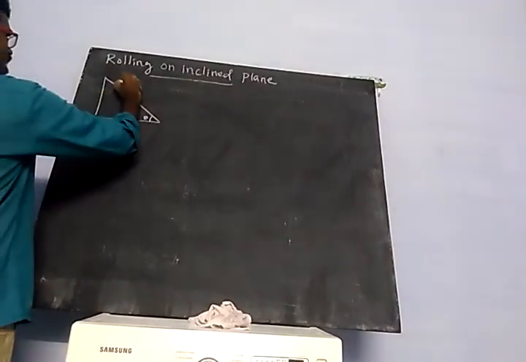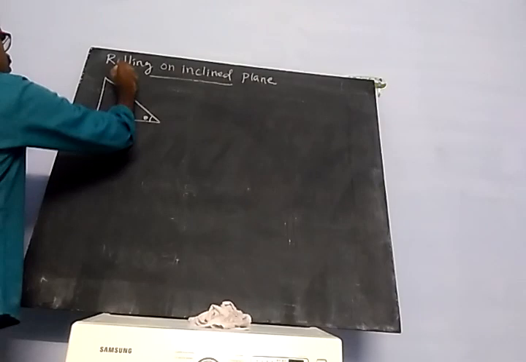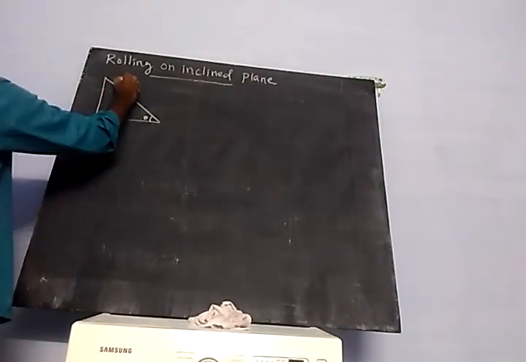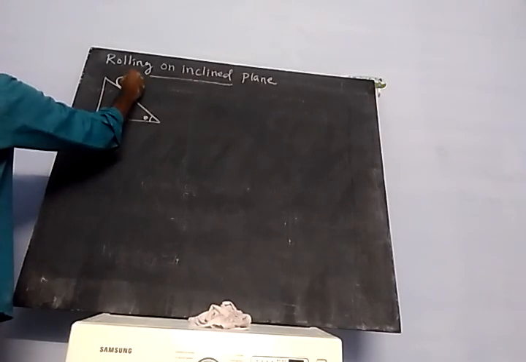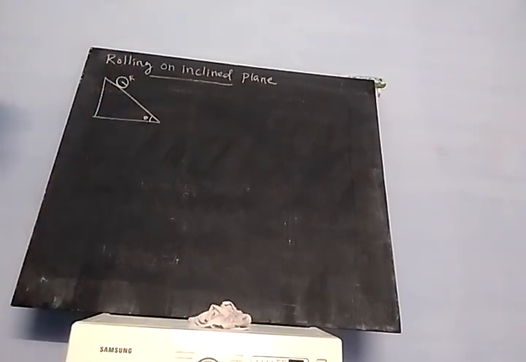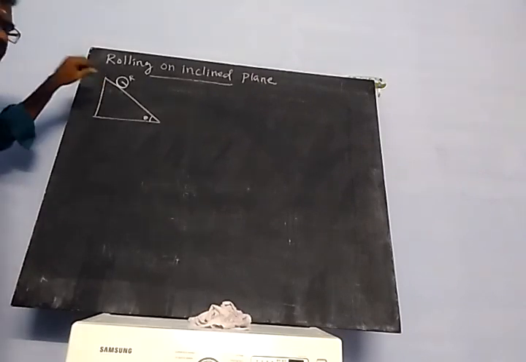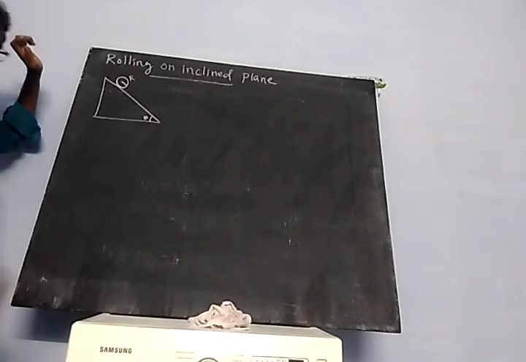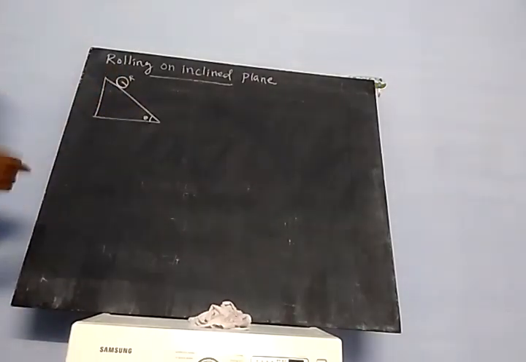Now consider a circular object. That object has radius r. So that object is placed on the inclined plane without sliding.